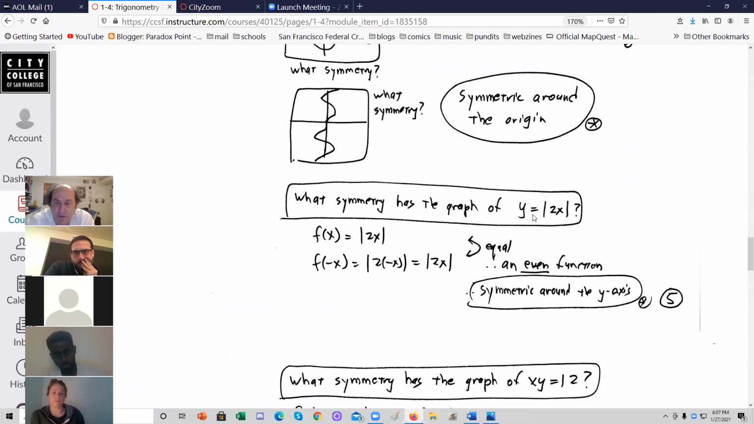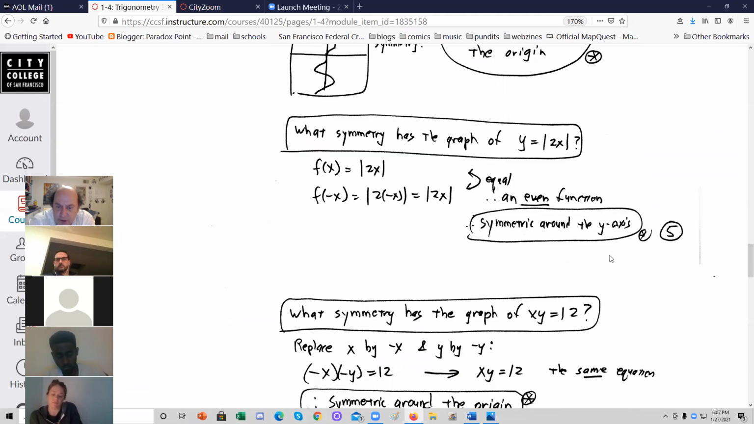Here we have the function absolute value of 2x. What symmetry does its graph have? Well, if f of x equals absolute value of 2x, then let's look at f of negative x. That's the absolute value of twice negative x. The absolute value cancels out the negative sign, so you get absolute value of 2x, and these are equal. So f of x equals f of negative x, and therefore this is an even function.